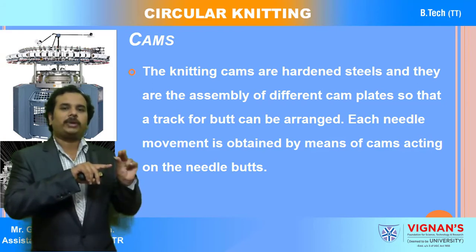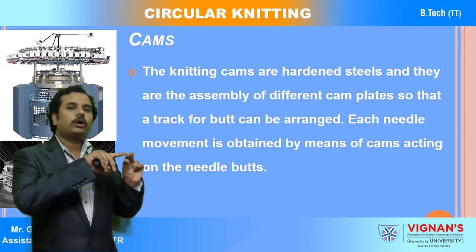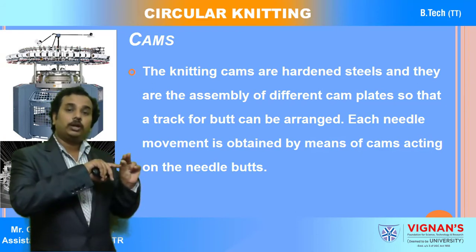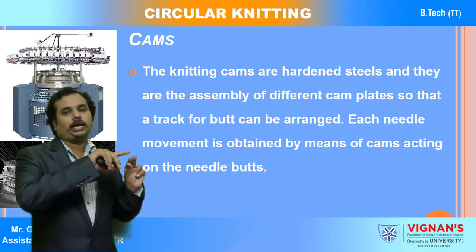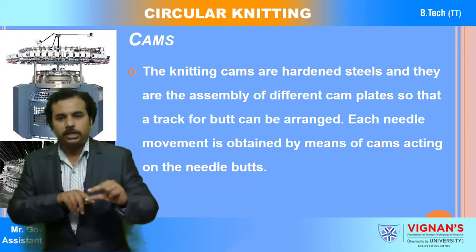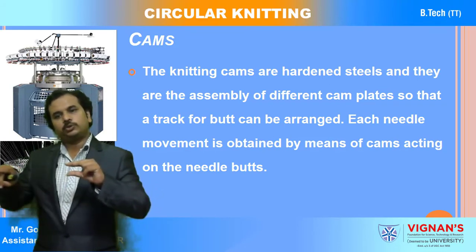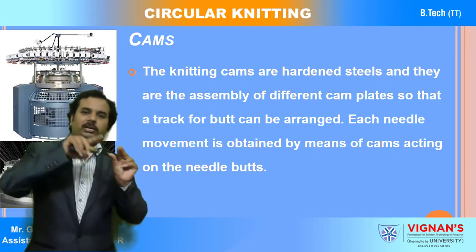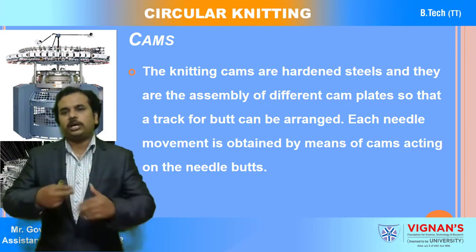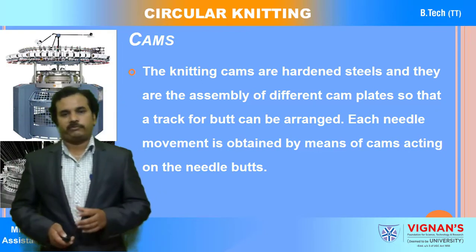For example, if the cam track is vertical, the butt is going to move or follow the cam track. So the butt of the needle is going to move or follow the cam track. Whether it is straight, the butt of the needle is going to follow, that is the running position. If it is the clearing position, we will see what different types of stitches we can make by using different types of cams.